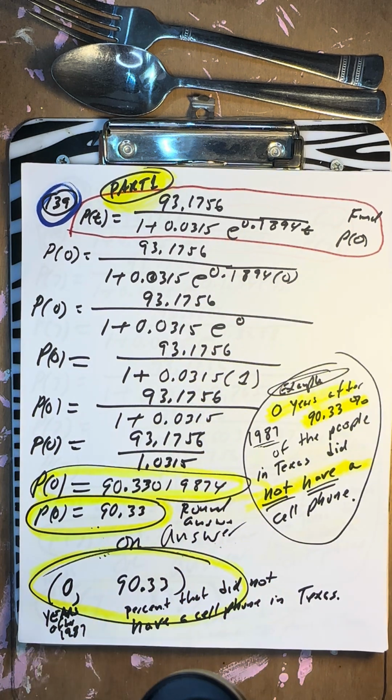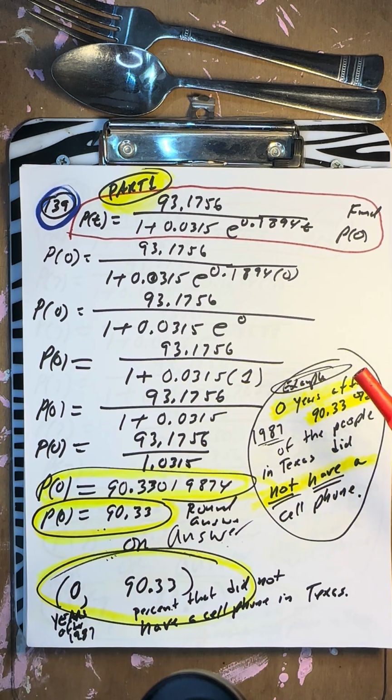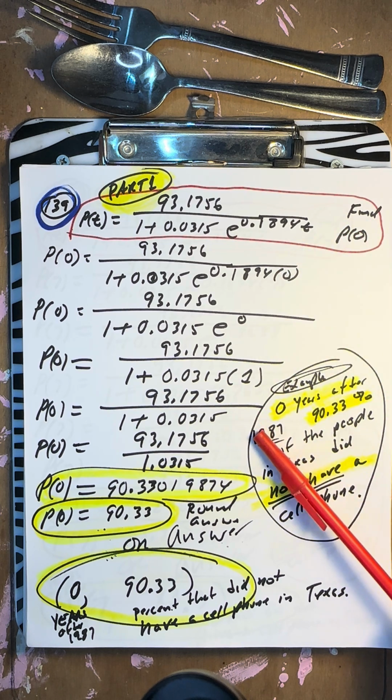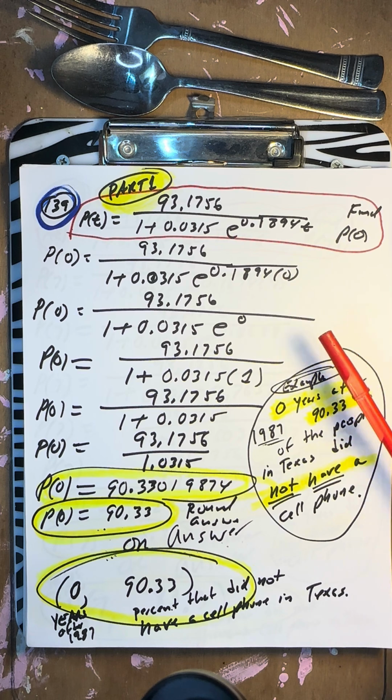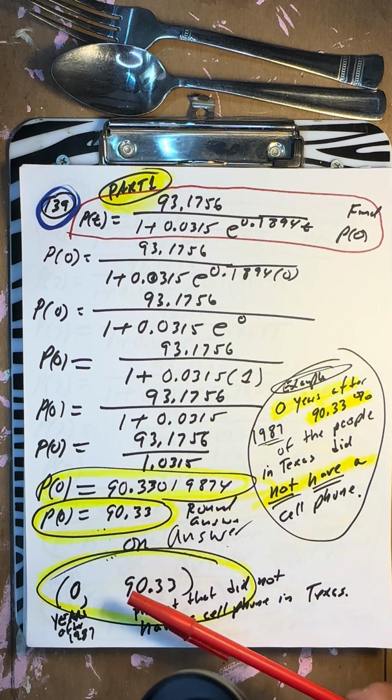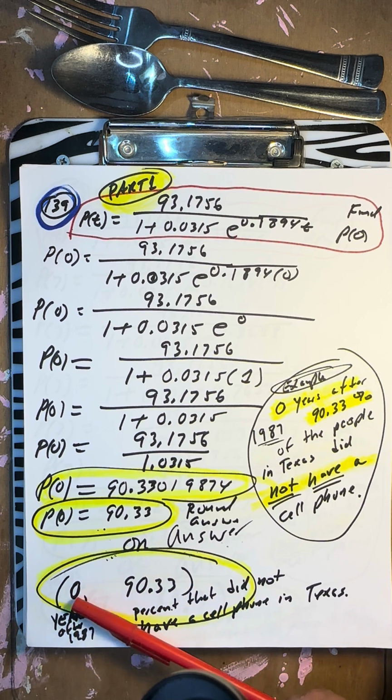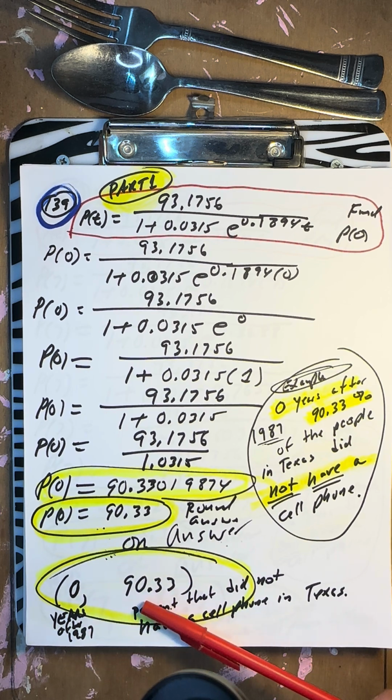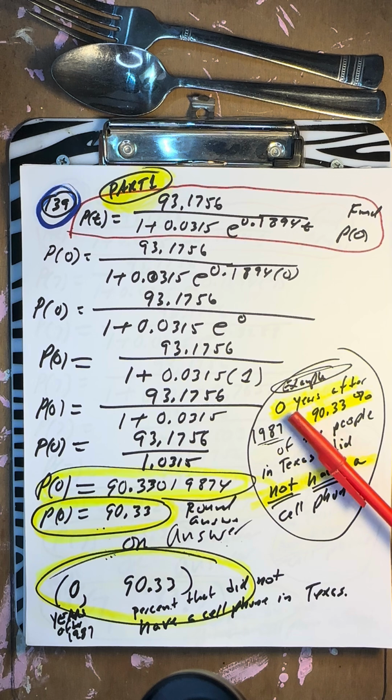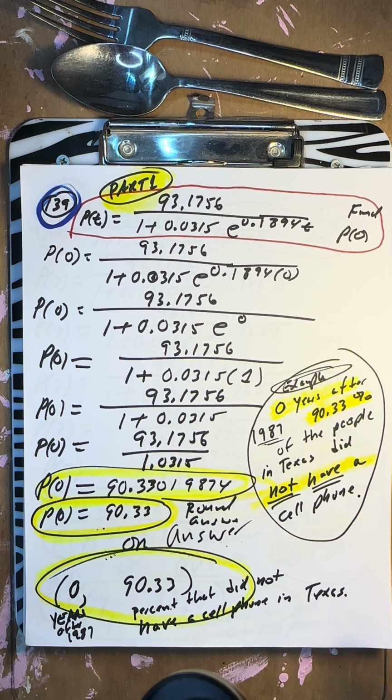So this logistic function tells you how many people don't have cell phones. So a P of 0 after 1987. We're starting with 1987 as the reference. So in 1987, 0 years after 1987, it's 90.33. That means 0 years after the year 1987, 90.33% of the people in Texas did not have a cell phone. They did not have one.